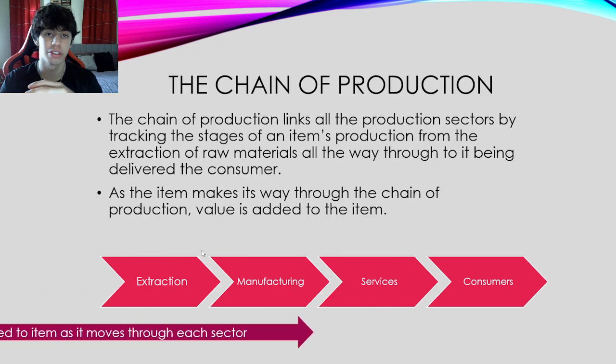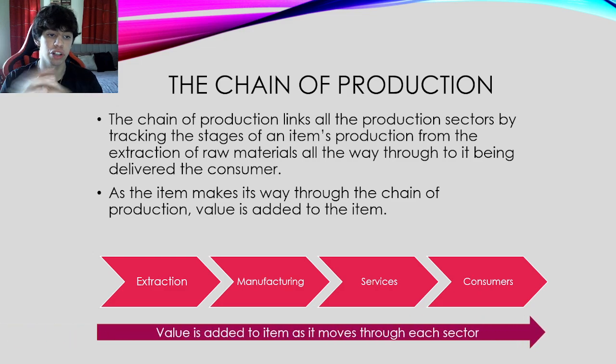The chain of production. The chain of production links to all production sectors by tracking the stages of an item's production from the extraction of raw materials all the way through to being delivered to the consumer. As the item makes its way through the chain of production, value is added to the item. So it begins at the extraction of the product, the manufacturing, services, and then the consumers. So value is added to items as it moves through each sector.